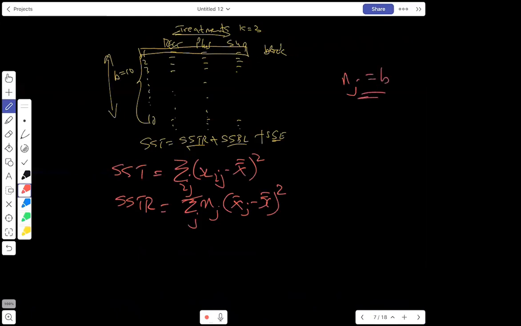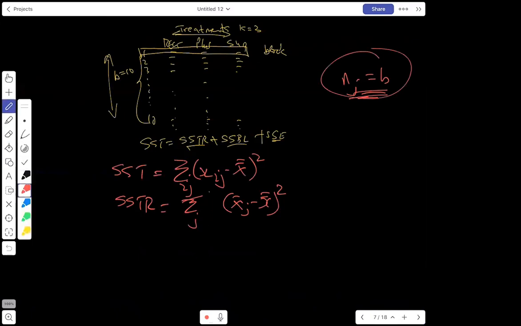In other words, the number of cars that are going to do the regular tests, that's going to use regular gasoline, is B, 10. The number that's going to use plus is B, 10. The number that's going to use supreme is also B, 10. All right? So that tells you that we could replace nj by B.